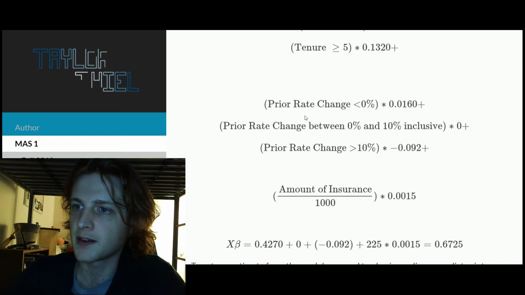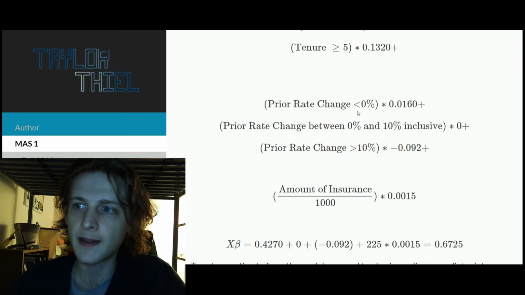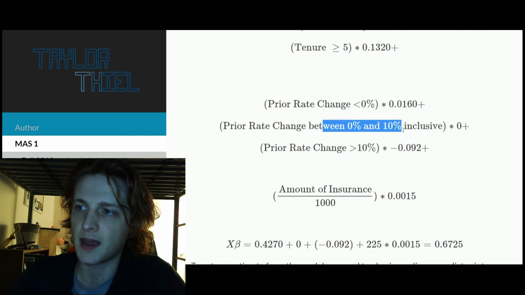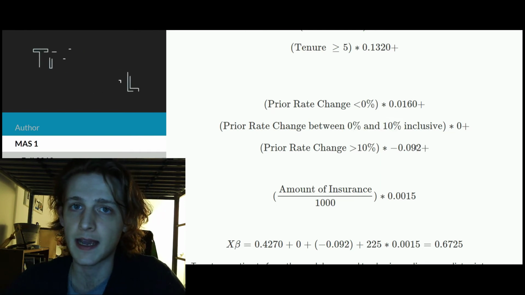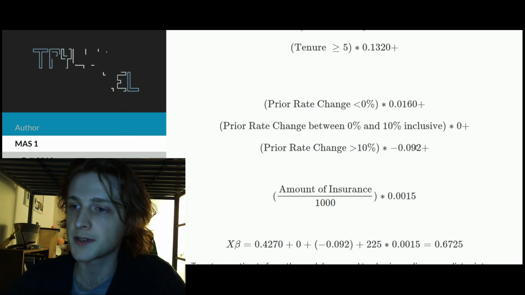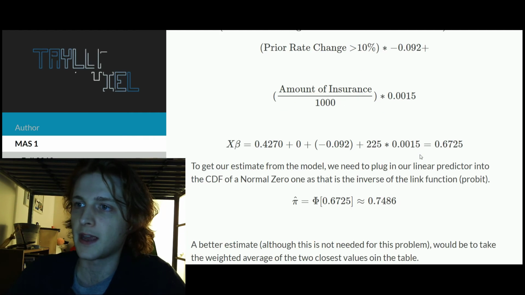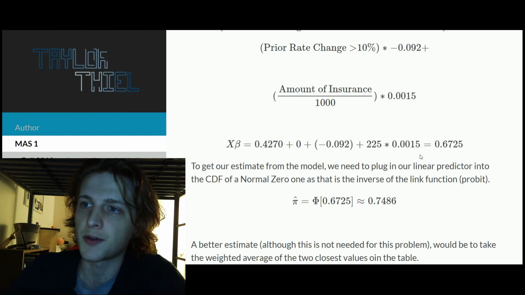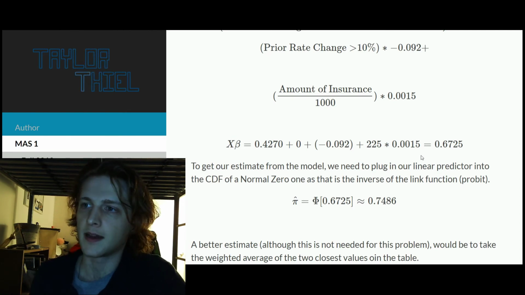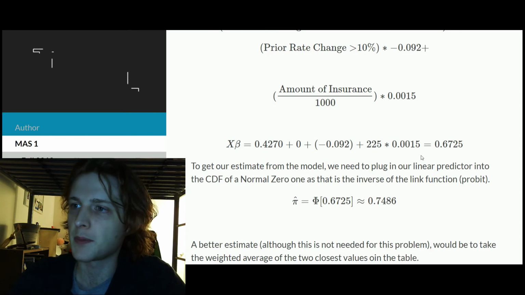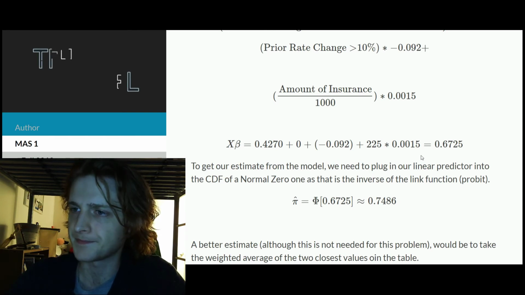Exact same thing here for prior rate change. There are 3 unique levels. Being between 0 and 10 is the reference level, and then adjusted by the coefficients if the observation is one of the other 2 levels. And then finally, we actually have a continuous predictor. So that is the amount of insurance, but divided by 1,000, which is going to be multiplied by 0.0015.